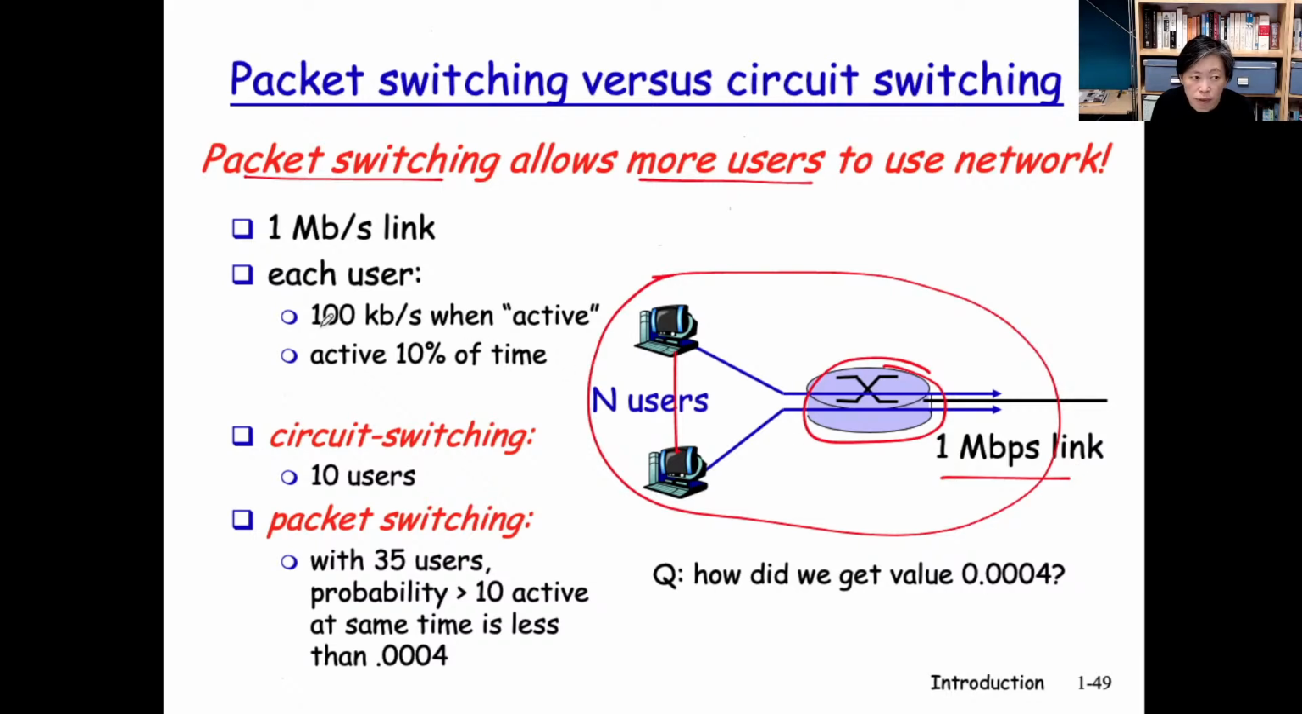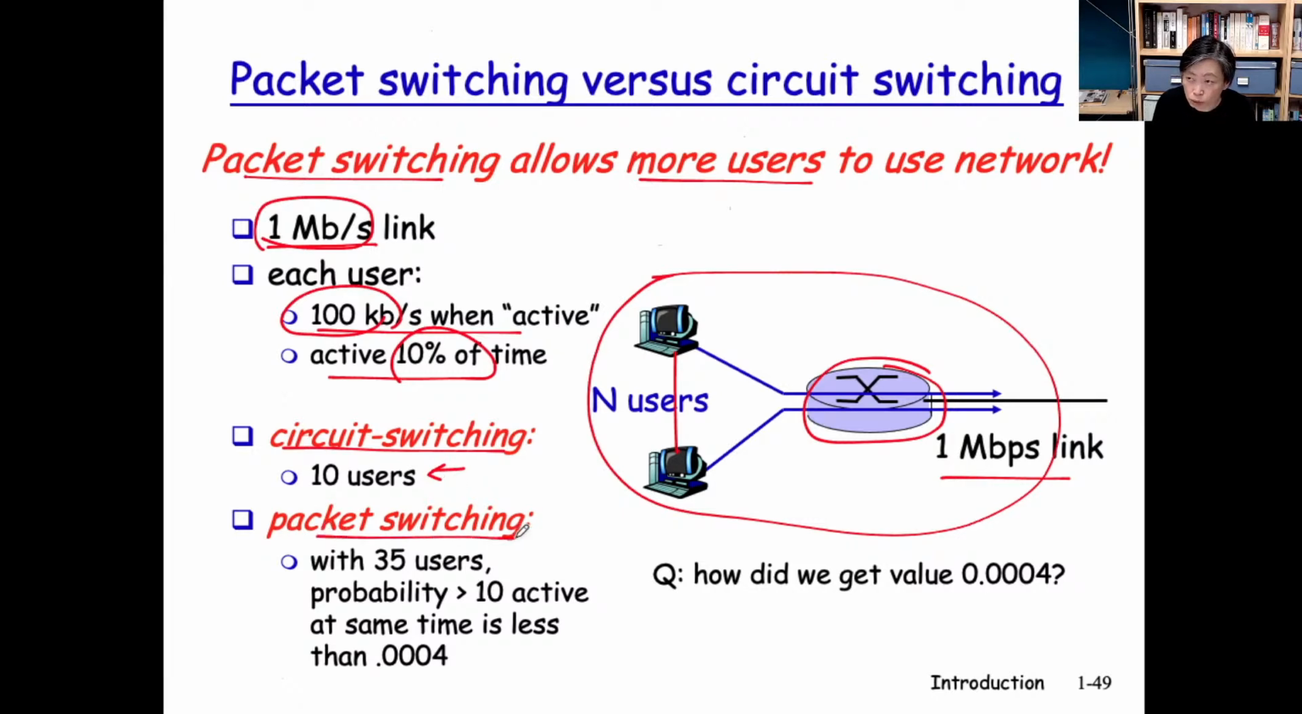And each of the users is behaving this way. When they're active, they need a lot of bandwidth, 100 kilobits per second. But they're only active 10% of the time. In a circuit switch network, in order to satisfy these users, each at maximum requires 100 kilobits per second, so we reserve 100 kilobits per second for each of the users. And how many users are we allowed to reserve bandwidth for? This is 1,000 kilobits. So we can only allow 10 users, 10 circuits.